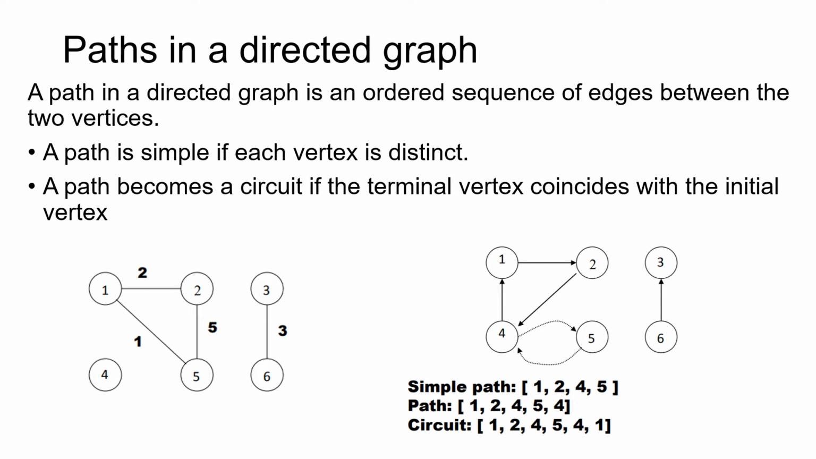Now consider the example for the circuit path. The path existing between 1 and 1, which goes through 1, 2, 4, 5, 4 and 1, represents a circuit path.